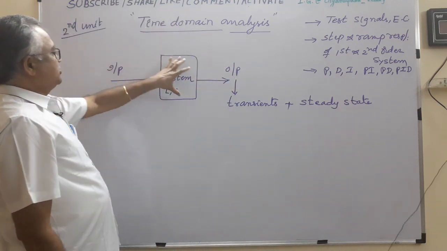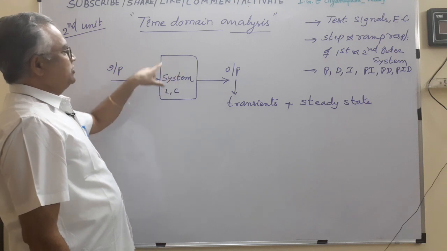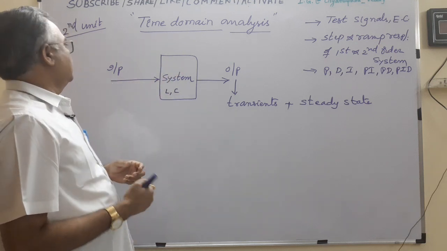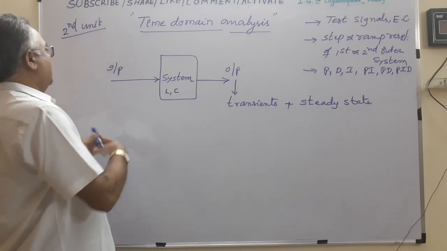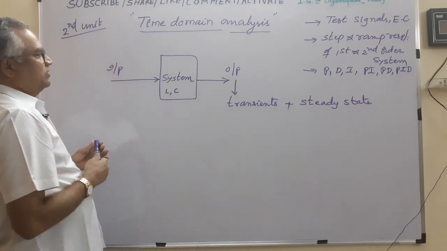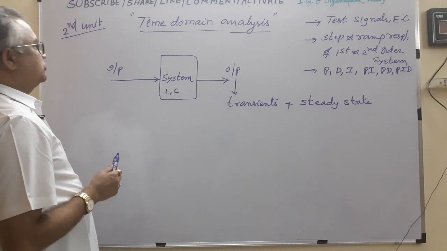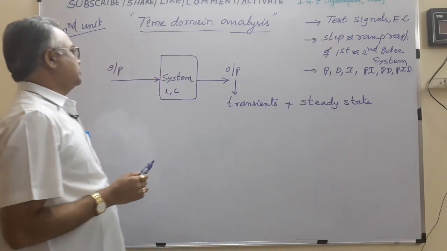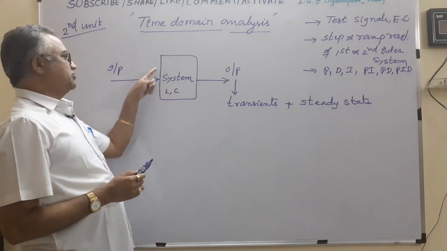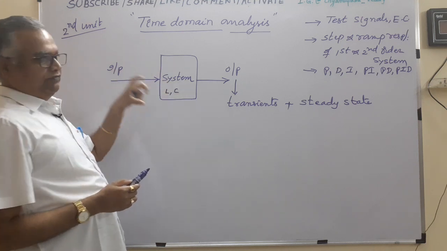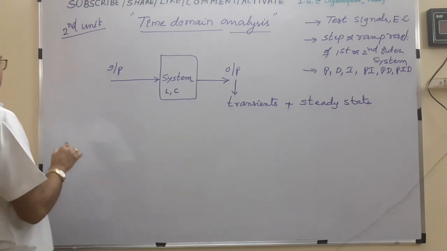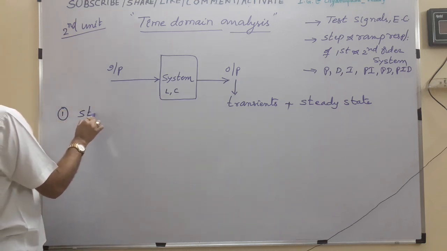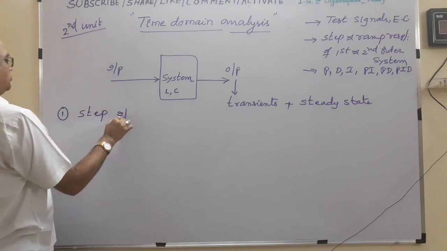So any system we test, how the system is behaving, how the system is working. We analyze with the help of inputs. What are the different inputs? They are called test signals. Testing means testing the performance of the system with the help of different inputs. The first input is the step input.